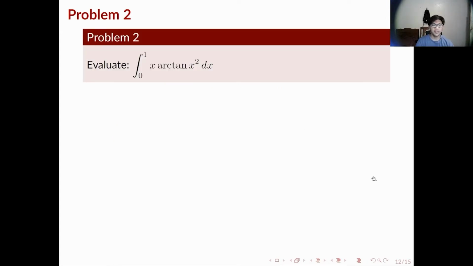So let's have our next problem. Let's try to evaluate the integral from 0 to 1 of x arctan x squared dx. So again, use IBP. Let u be equal to arctan x squared and dv be equal to x dx. Remember that the inverse trigonometric functions have a higher priority than algebraic functions. That's why we have arctan x squared as our u.